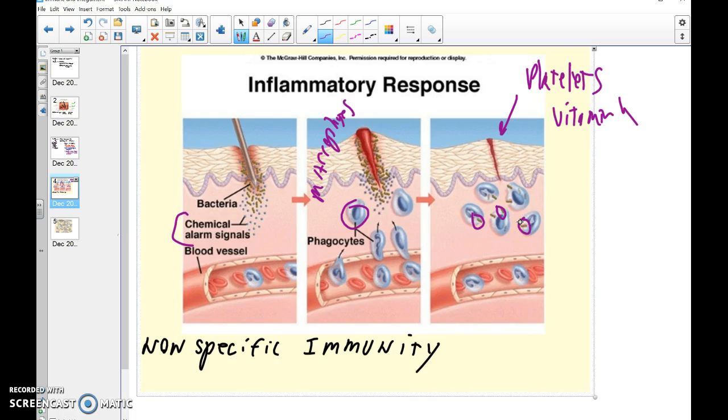Now, this nonspecific immune defense is basically like, destroy without thought. Just destroy, destroy, destroy. That's the way that works. And so it's nonspecific because it does not matter what it is. We destroy everything. Okay? And so there's no thought.